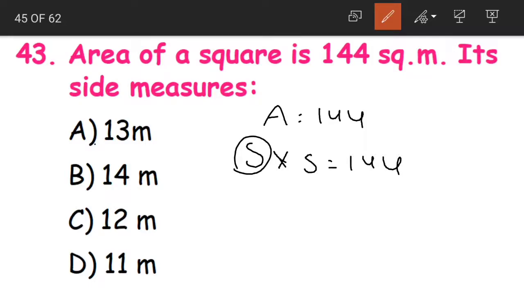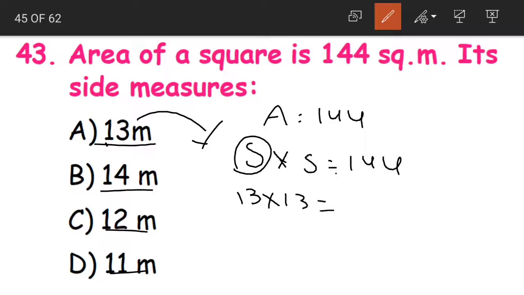There are two ways of solving this, children. First is the trial and error method. That means we'll take each of the given options and check whether it is correct or not. 13 into 13 is equal to how much? I think it is equal to 169. 13 into 13 is equal to 169. So is it equal to 144? No. So option A is wrong.